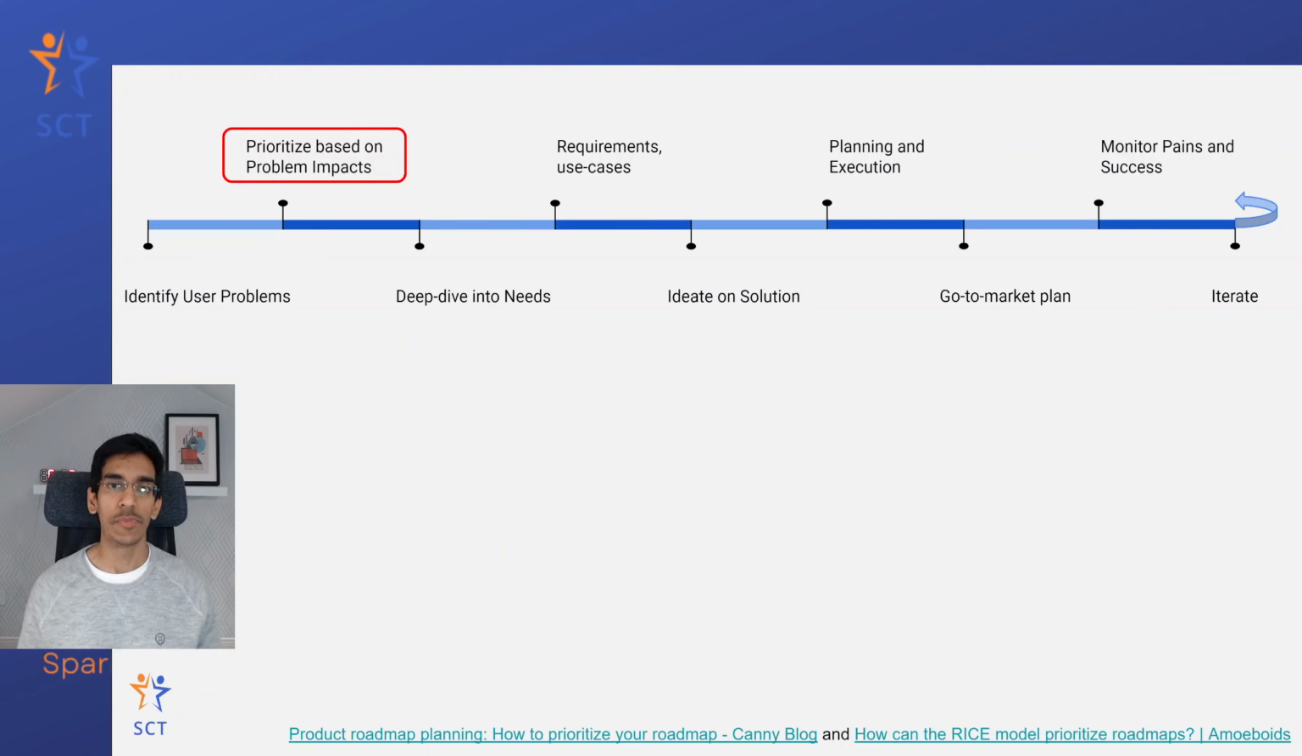What is prioritize based on problem impacts? It's the second phase in the 9 phases of the product lifecycle for an end-to-end product management lifecycle. And prioritize talks about deciding to solve one problem and deciding to not solve some of the problems.